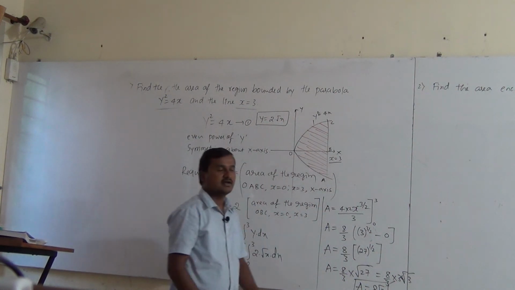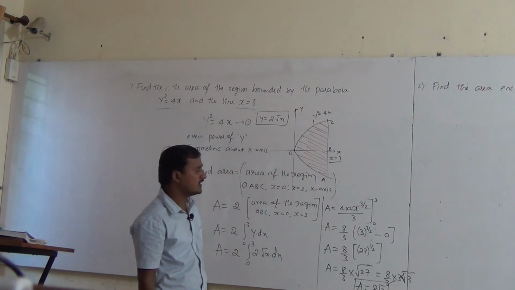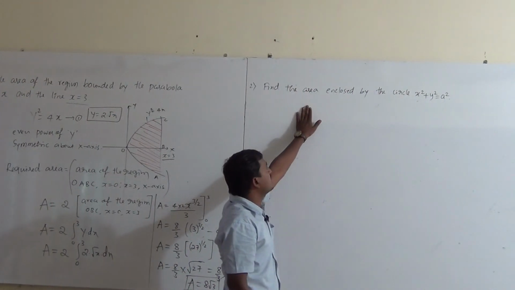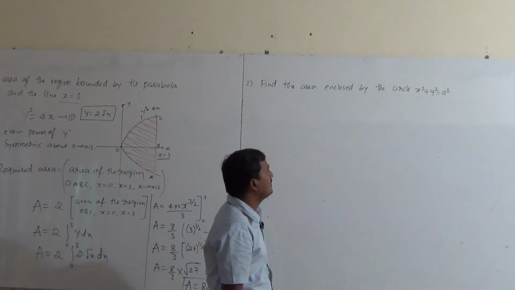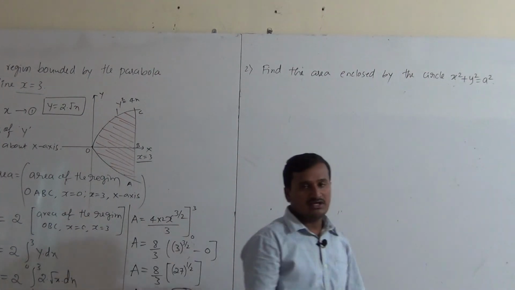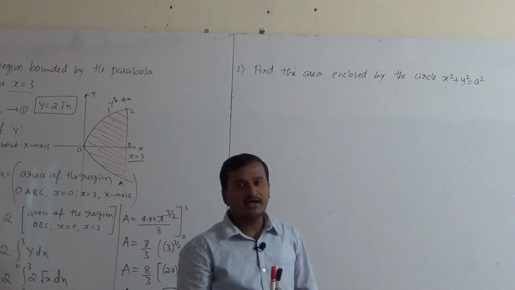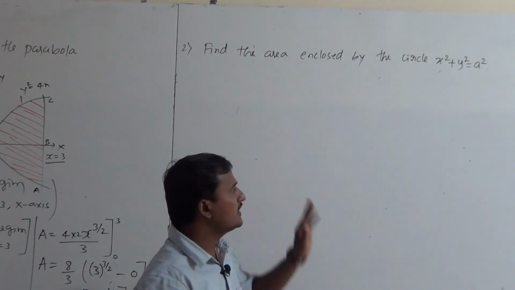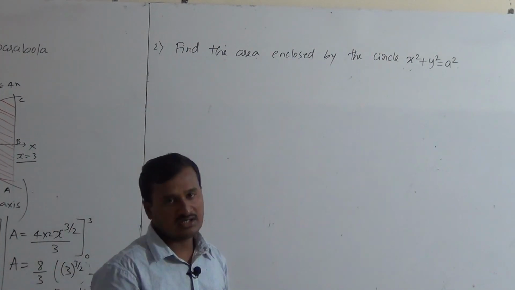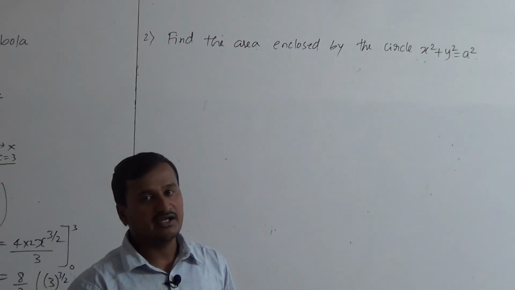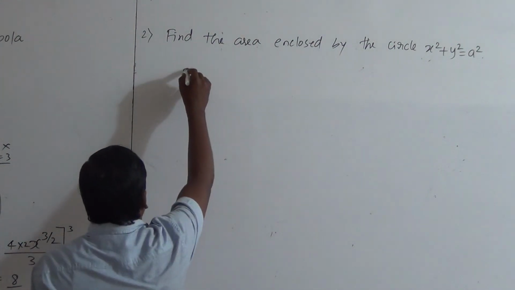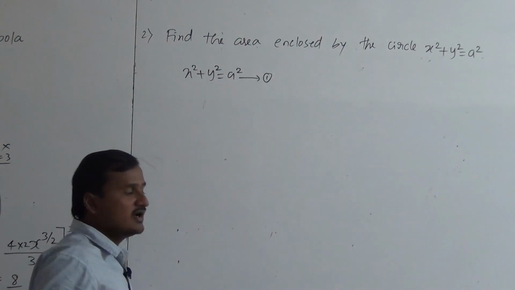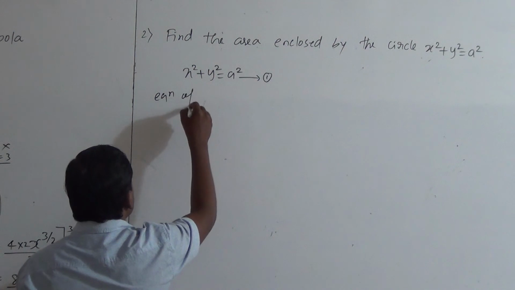So this gives the area of this parabola, right? Next, now we will go for the next question, that is: find the area enclosed by the circle x square plus y square equal to a square, right? So we already know that the area of the circle is pi r square, but here we want to find the area of this circle by using integration, right? So clearly x square plus y square is equal to a square. Call this as 1, and clearly it is the equation of a circle.